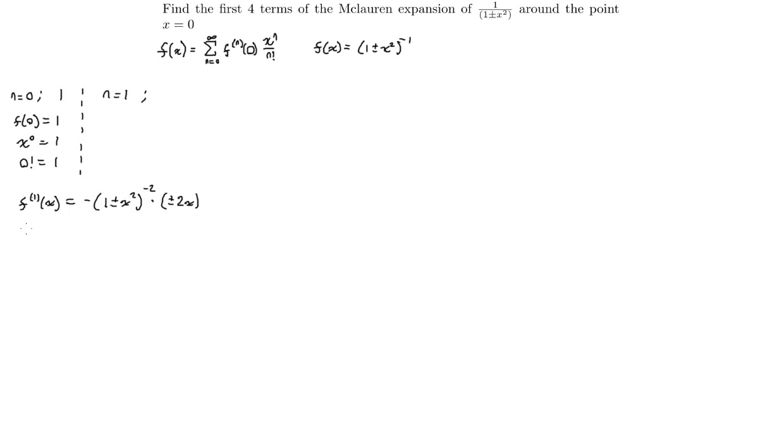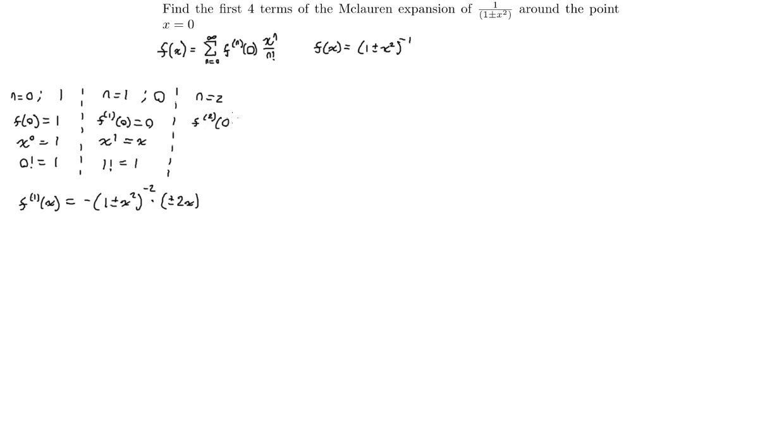So when we evaluate this at 0, the bottom here is going to give us a 1, but the top here is going to give us a 0. So the first derivative evaluated at 0 is just 0, right? And of course, we'll have our x to the first, which is just x, and 1 factorial, which is just 1. But this is 0, so our n equals 1 term will be 0. Now how about n equals 2?